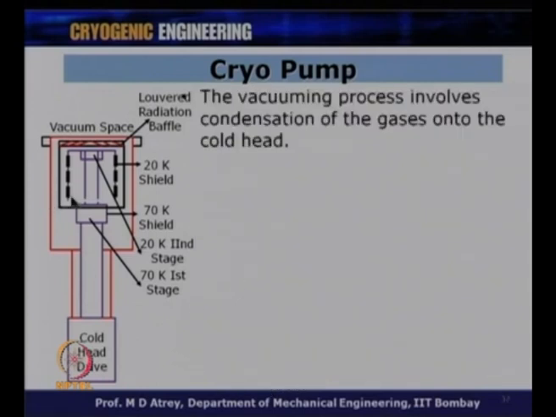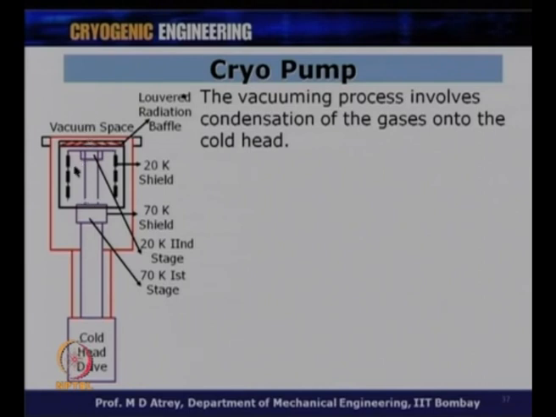So, you can see now here, the first stage is connected to this louvered radiation baffle. That means this baffle is kept at around 70 Kelvin and the space to be evacuated will be exposed over here. When the gas comes inside, whatever moisture is there, because this is 70 Kelvin, this moisture will be trapped, it will get frozen down. And we know that at 70 Kelvin now, all the moisture is taken care of.